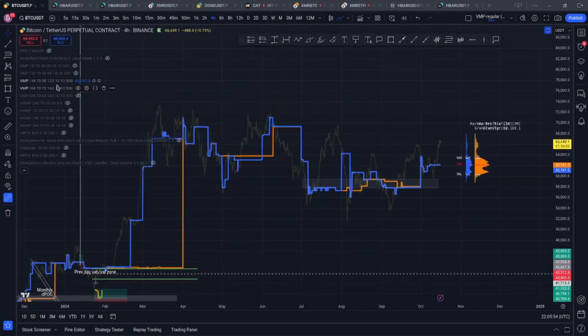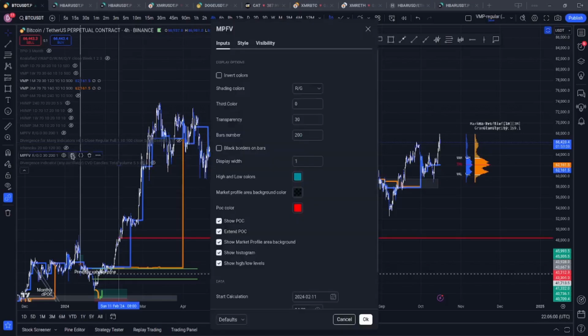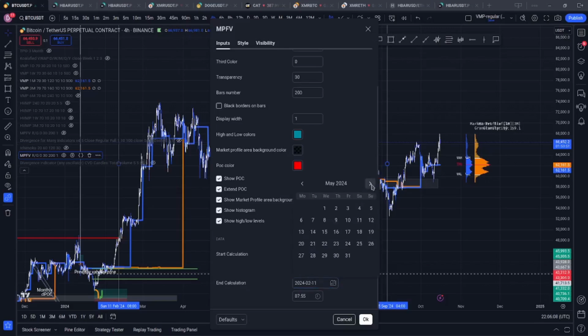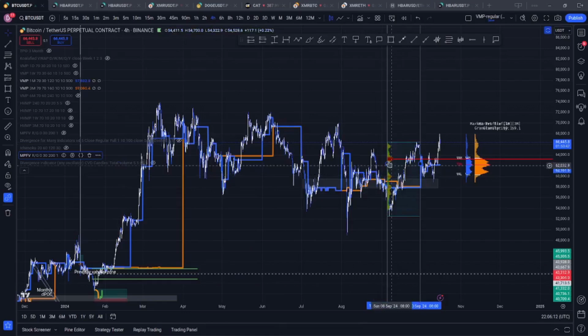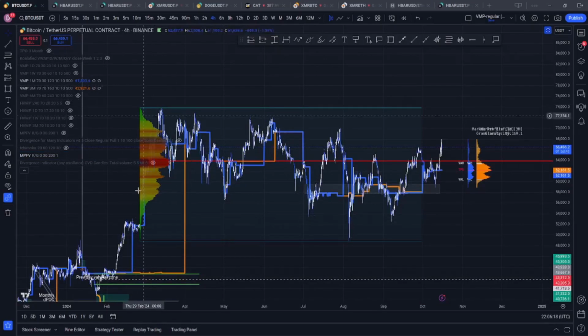Another thing that I did want to go over was the market profile fixed view indicator. So if we turn that on, let's change it to somewhere more current. So this will let you make a composite of a section of time. So for Bitcoin, since let's say February, you can see that we're consolidating here.